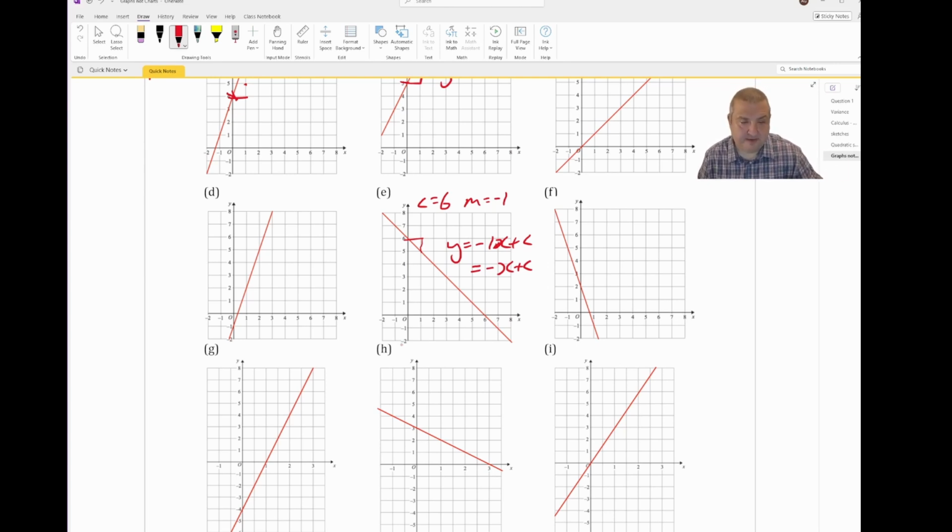One more go with a negative. So here we're looking at our value of c is 2. And our value of m is, well, every time we go across 1, we go down 1, 2, 3. So that's a gradient of minus 3. So our equation, y equals our value of m, minus 3x plus 2.